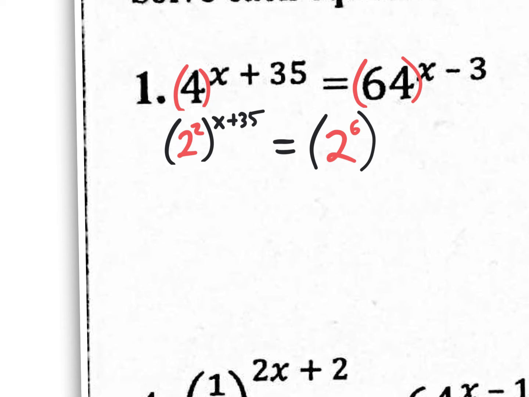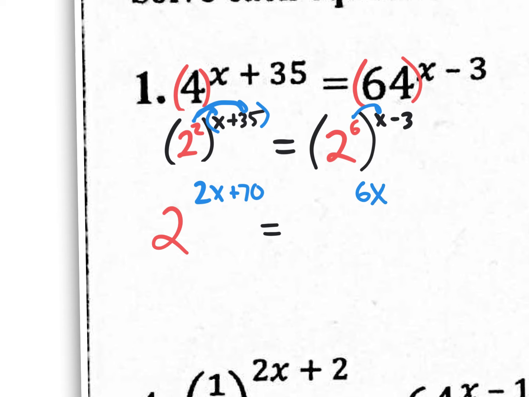But let's not forget about the powers that the 64 originally had. It had an x minus 3, the binomial right there. And we need to remember the rules of exponents, that a power to a power, you need to multiply. So we take this power of 2 and multiply it by the x plus 35. 2 times x is 2x, 2 times 35 is 70, and it's still the power of base 2. And over here, same deal, 6 times x is 6x, 6 times negative 3 is negative 18, and you still have that as a power of base 2.